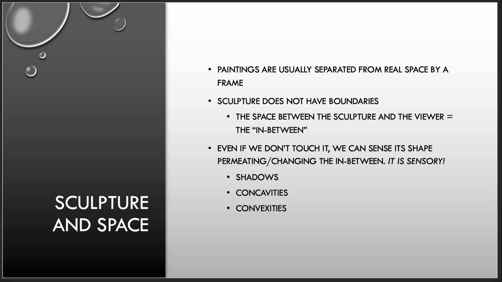So how does the sculpture take up space? Even if we're not touching the sculpture, we can sense that it has a shape because it is permeating and changing the shape of the space in between us. It is a sensory experience. So, it's going to cast shadows. It's going to be concave in some places. It might be convex in some places. So in a lot of ways, it's using space. It's shaping the space around it. So this is common terminology when you're discussing sculpture. How is it using the space?